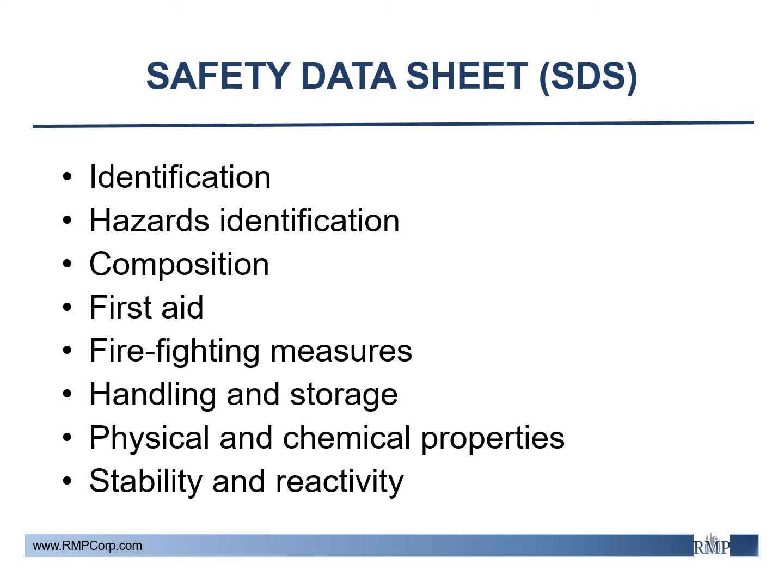You can find the properties of any chemical that you have on site on a safety data sheet, which should be kept for reference from anyone dealing with these hazardous substances. Safety data sheets usually include the identification, hazards identification, composition, first aid, firefighting measures, handling and storage, physical and chemical properties, and stability and reactivity for any chemical that you may need.